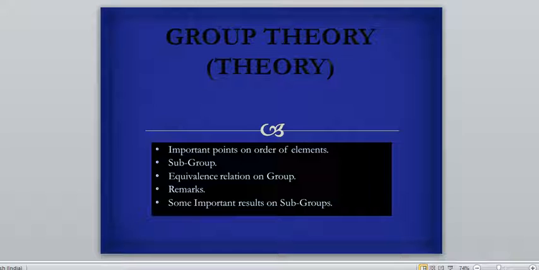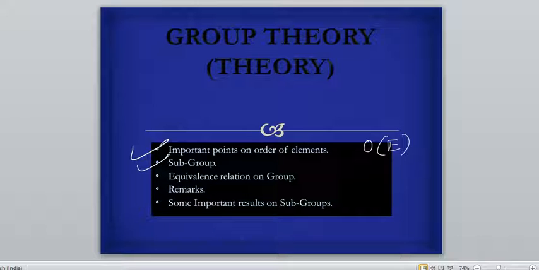We were continuing with group theory, and this is the theory part going on with a little mathematical example. In today's theory part, we are going to talk about some important points on the order of elements, how the order of the elements are going.